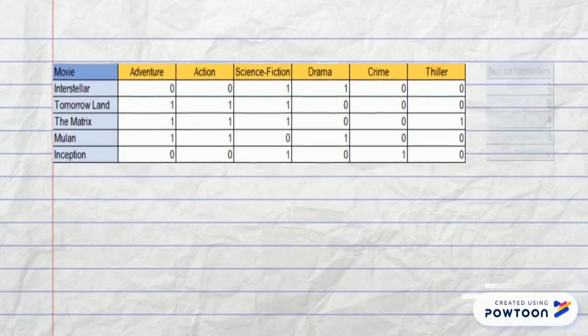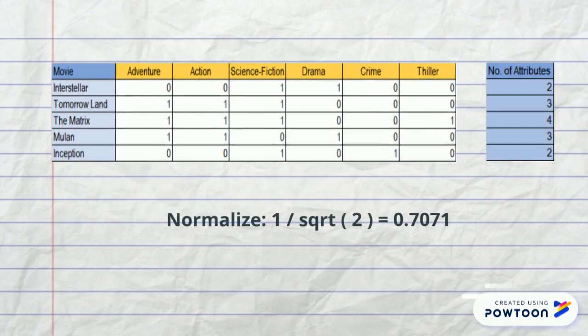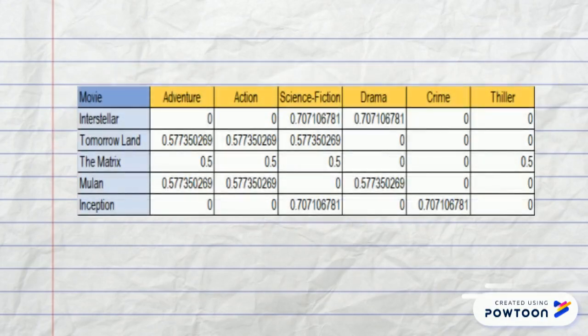Based on the number of attributes for each movie, we normalize the table by dividing each attribute by the square root of the number of attributes. The result is as shown below.